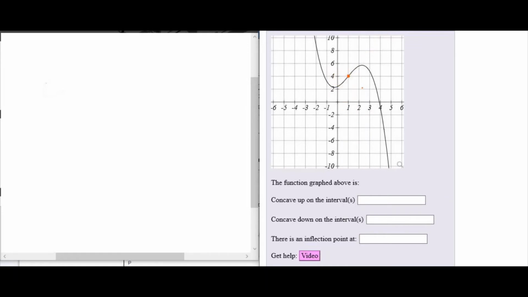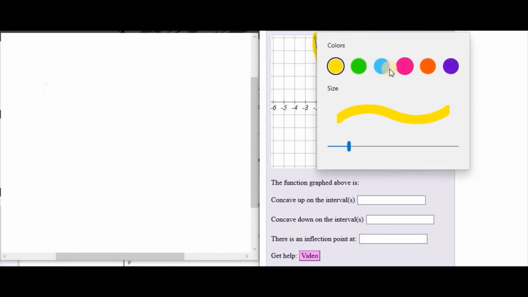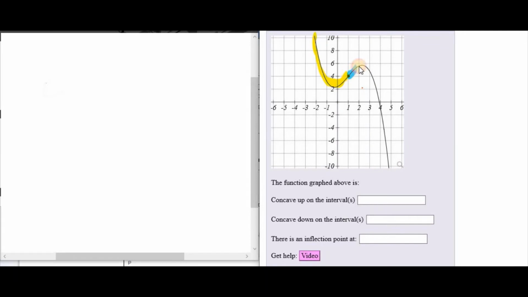I know that because this part of the function is concave up and starts to change to concave down on the other part of the function, that one. And that's why this point is an inflection point. So here you can see the line clearly. That is the inflection point. So that is the first thing I need to do. So the inflection point is 1 and 4. It happens at 1 and 4.